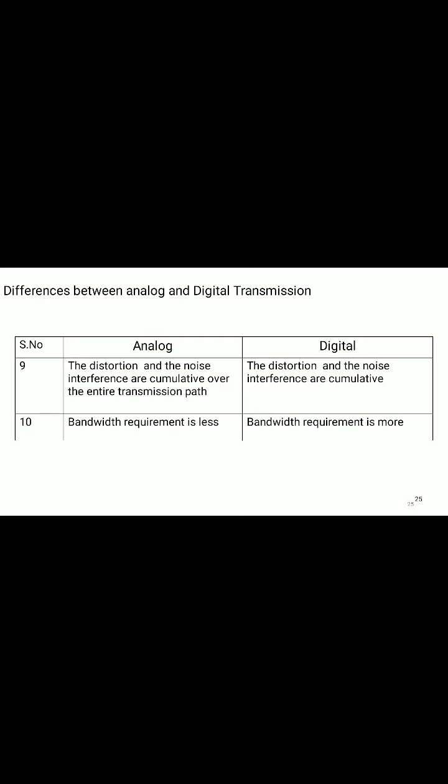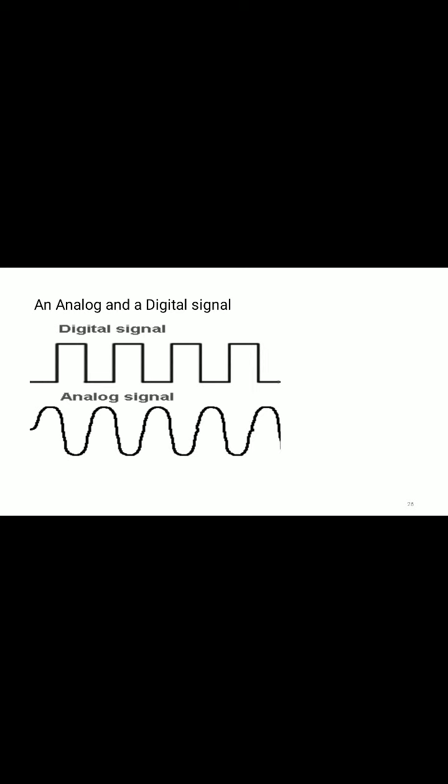Next, in analog, distortion and noise interference are cumulative over the entire transmission path. In digital, the distortion and noise interference are not cumulative. In analog, the bandwidth requirement is less. In digital, the bandwidth requirement is more. So these two are, one a digital signal, the other an analog signal.